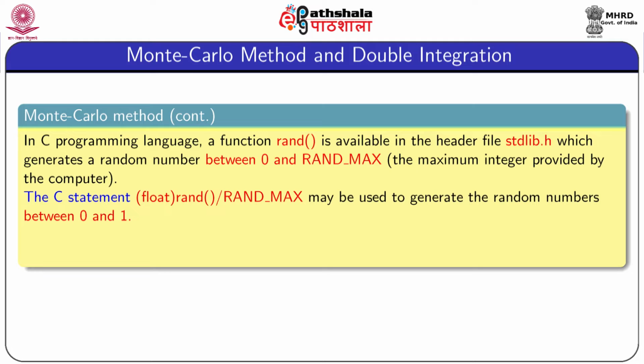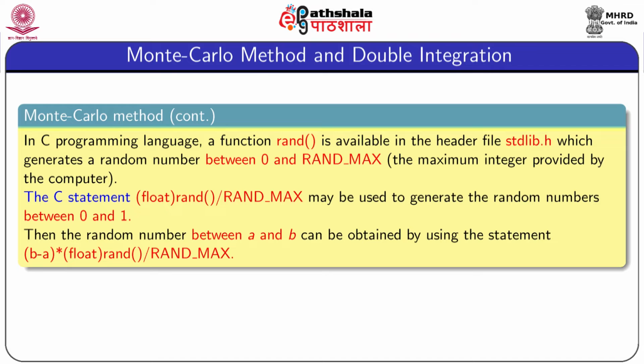Then the C statement float, this is the cast operator, rand by RAND_MAX, may be used to generate random numbers between 0 and 1. When the random number is divided by the maximum random number RAND_MAX, the random number is converted to between 0 and 1. And to get a random number between A and B, the following C statement may be used, which is nothing but A plus (B minus A) into float of rand, the function rand, by RAND_MAX. So, this expression gives a random number between A and B.